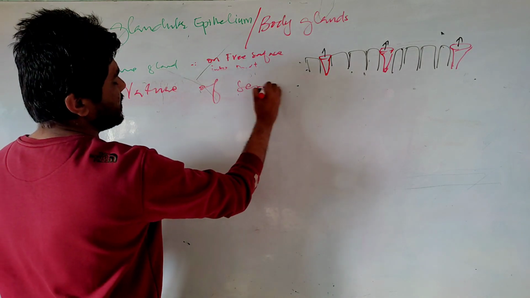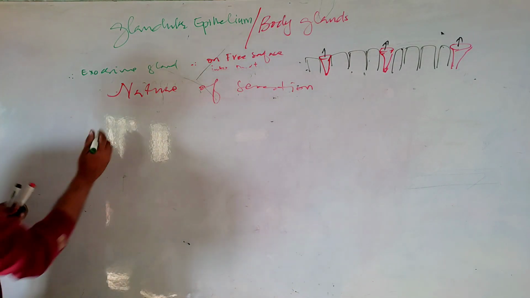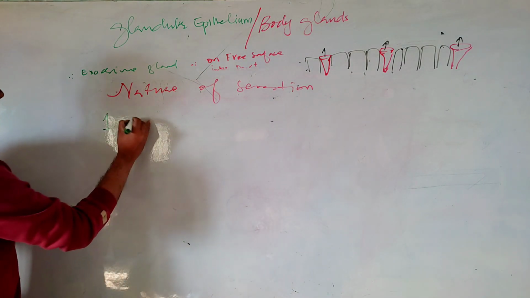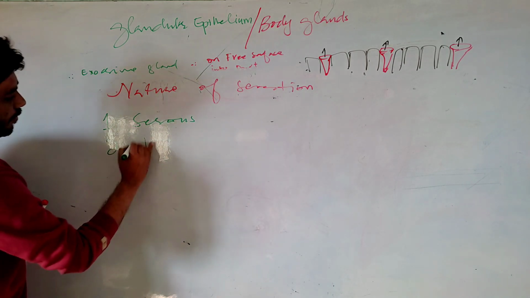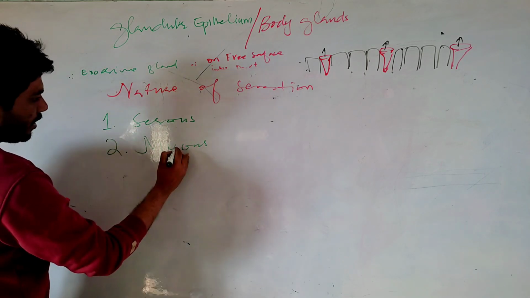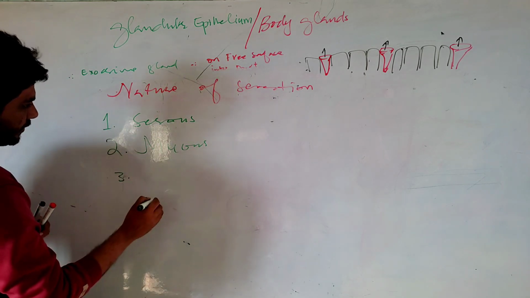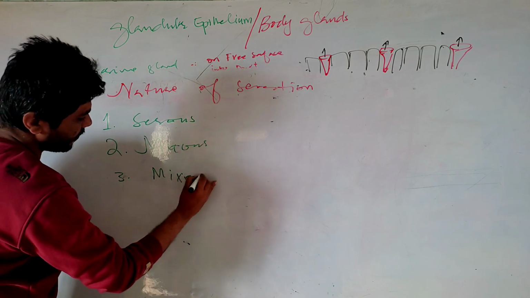Nature of secretions. The number one is what? Serous secretion. Number two is mucus secretion. Number three is mixed. It's better to use this word, mixed.